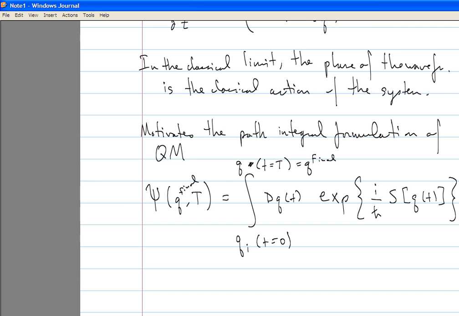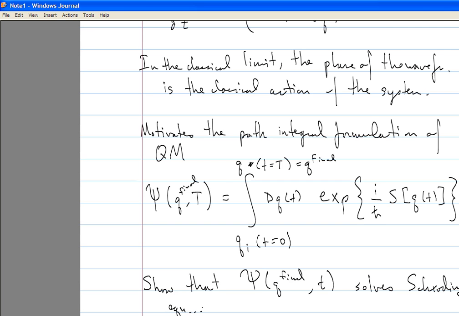And indeed, you can show that this quantity is a solution of Schrödinger's equation. I'm not going to show that because this is not a class on quantum mechanics.